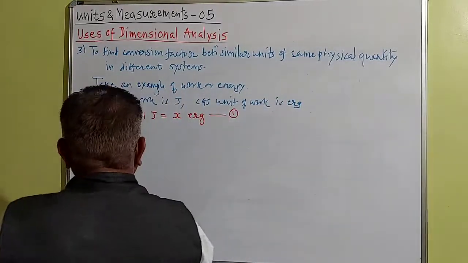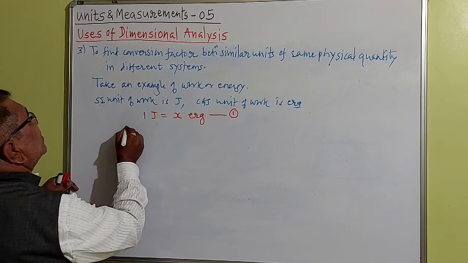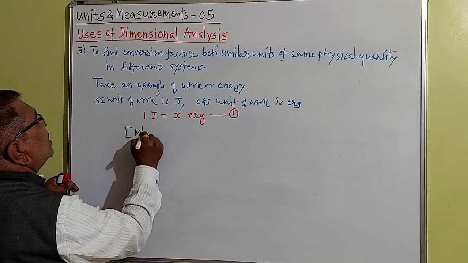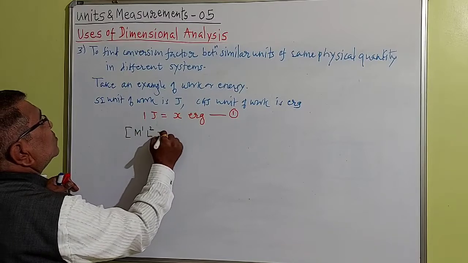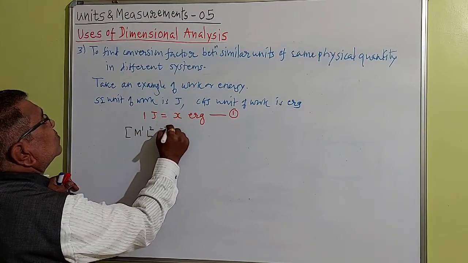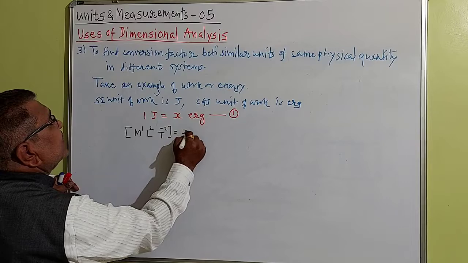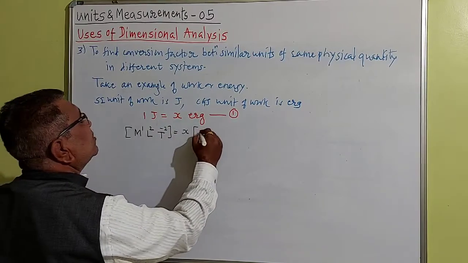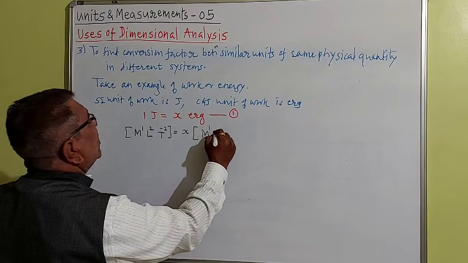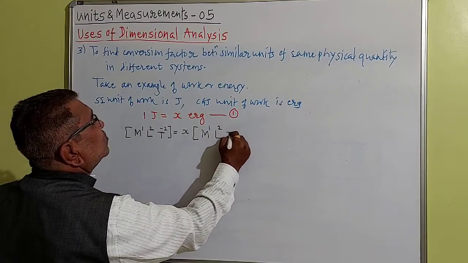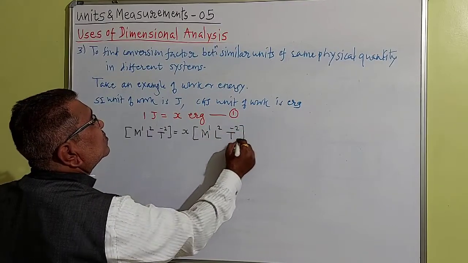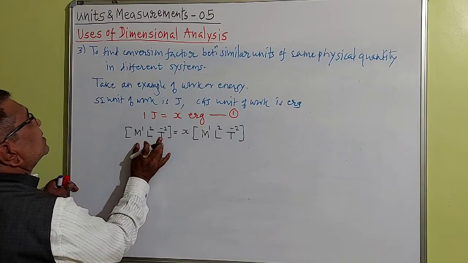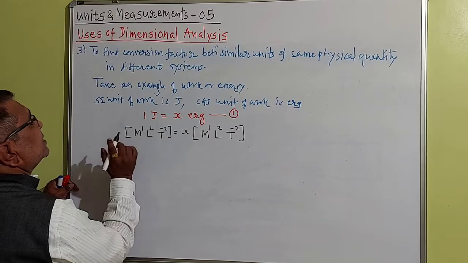So we can write here: what is the dimension of work? Dimension of work is equal to M1 L2 T minus 2. This X is as it is. So write down the dimension of work here: M1 L2 T minus 2. This is the dimension of work in CGS system, and this is the dimension of work in SI system.